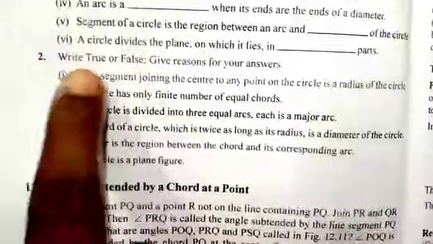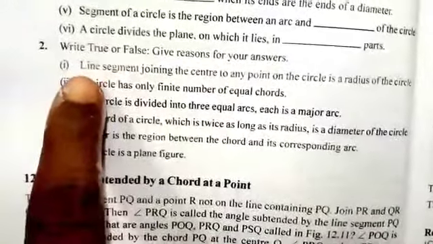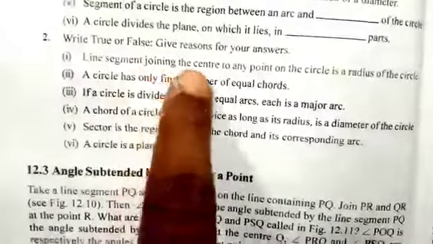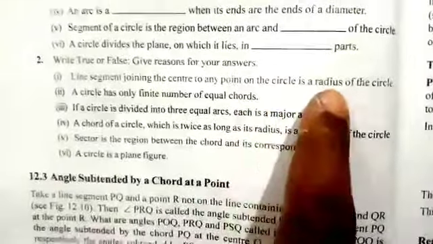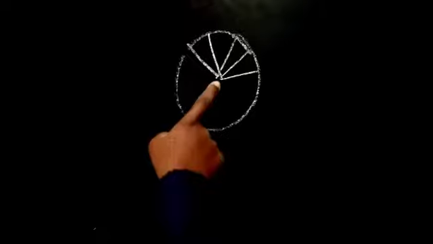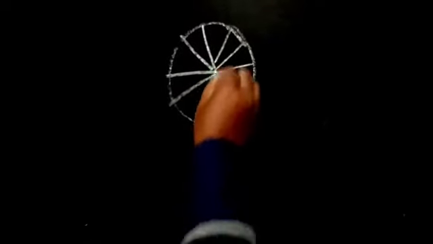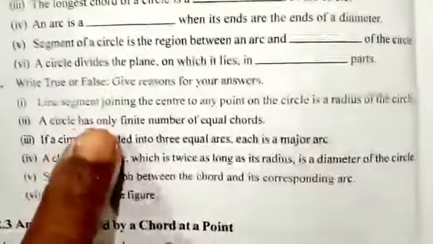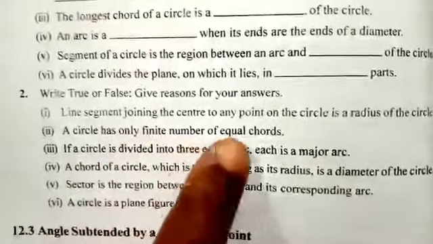Second, write true or false, and give a reason for your answer. In this, the first one: a line segment joining the center to any point on the circle is a radius of the circle. Yes, it is true. Because in a circle, all the distances from the circumference to the center of the circle are equal. So, it is true.